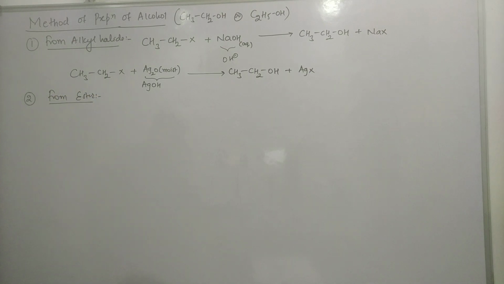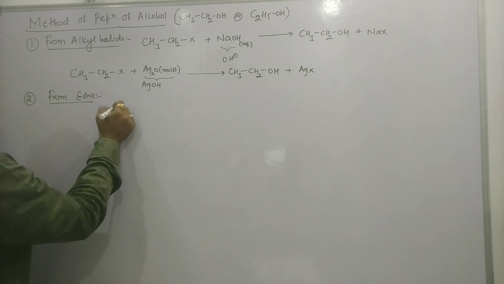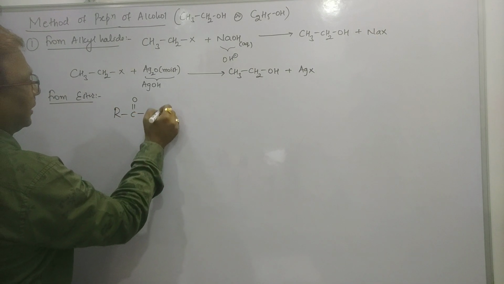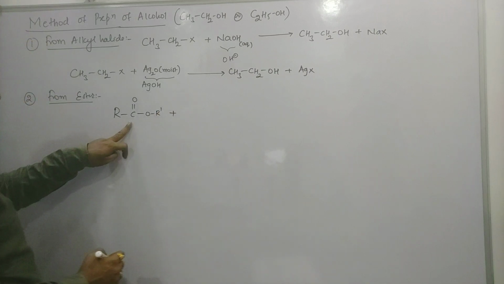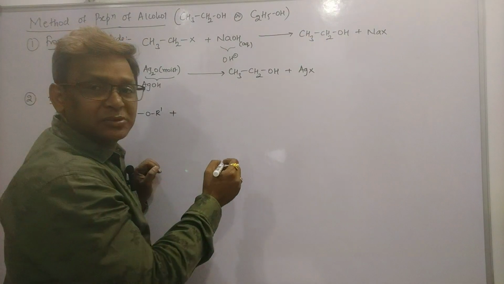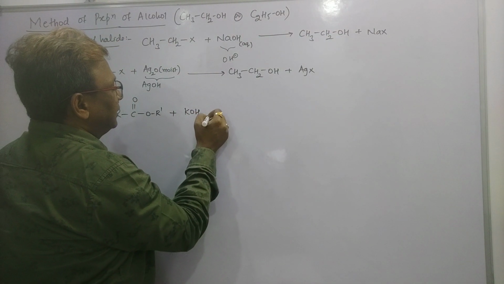That will be called the hydrolysis of an ester, beta. It gives rise to alcohol. I'll show you. Ester means it is R C double bond O, O R dash, right? This is called an ester. But when it is treated with the aqueous alkali, we can write KOH. I treated it with the aqueous alkali.